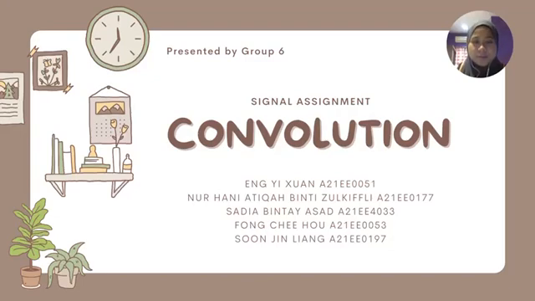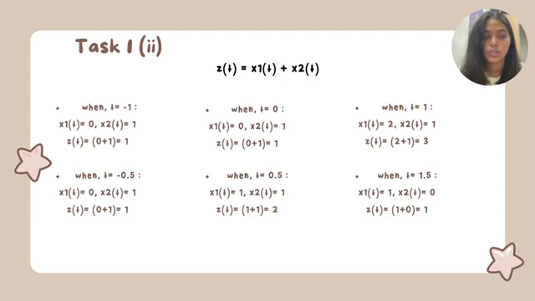Today we from Group 6 are going to present our signal assignment titled Convolution. For task 1 part 2, we have to determine the signal zt, which is the summation of signal x1 and x2. If we look at the graph, we can see that the x-axis is the value of t, and the y-axis is the amplitude.